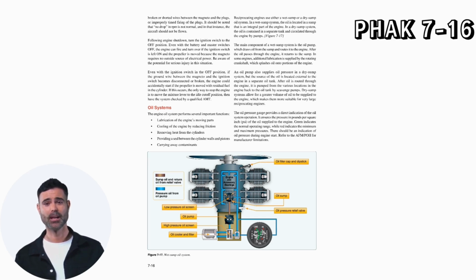The oil pressure gauge provides a direct indication of the oil system operation. It ensures the pressure in pounds per square inch (psi) of the oil supplied to the engine. Green indicates the normal operating range, while red indicates the minimum and maximum pressures. There should be an indication of oil pressure during engine start. Refer to the AFM-POH for manufacturer limitations.